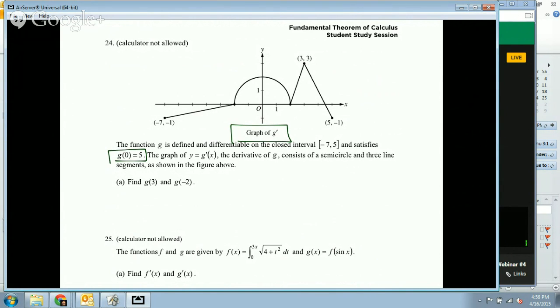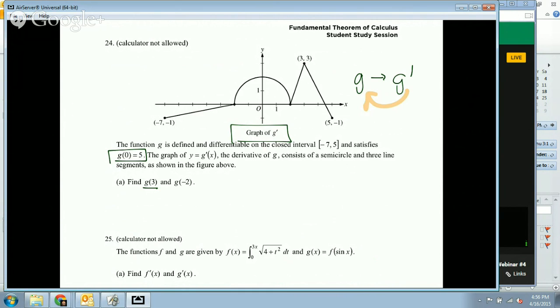The graph of y equals g prime, the derivative of g, consists of a semicircle and 3 line segments as shown in the figure above. Okay, so they want me to find g of 3 and g of negative 2. So if I'm taking a look at g of 3, they do give g prime. Remember, I'm going to take a look at my relationships, right? They want me to work backwards.